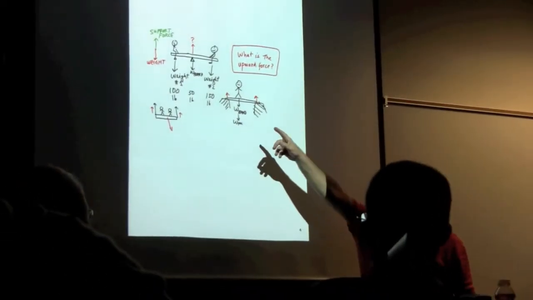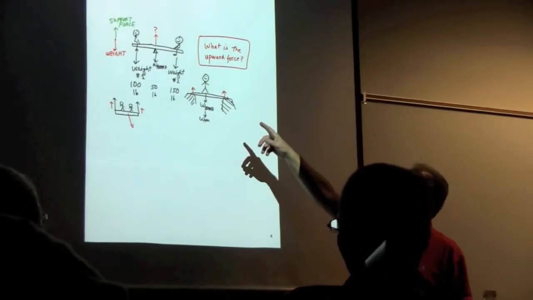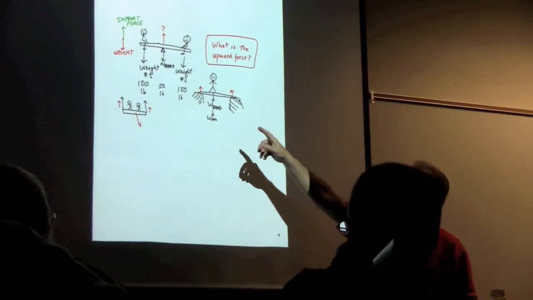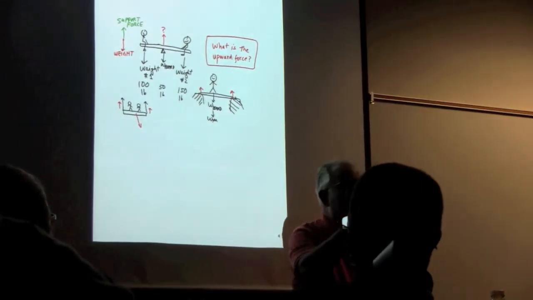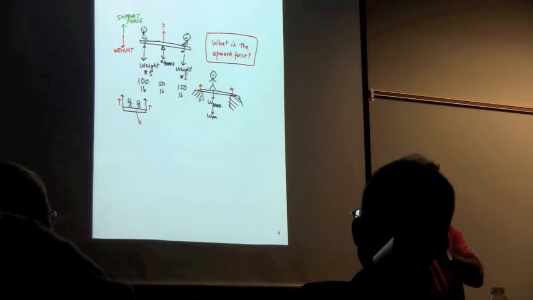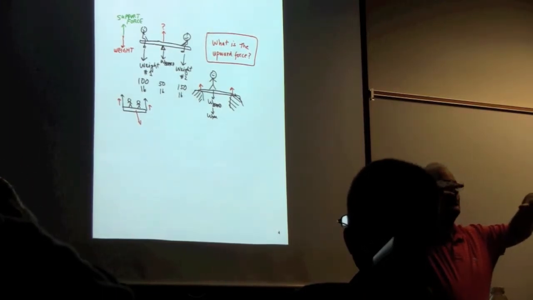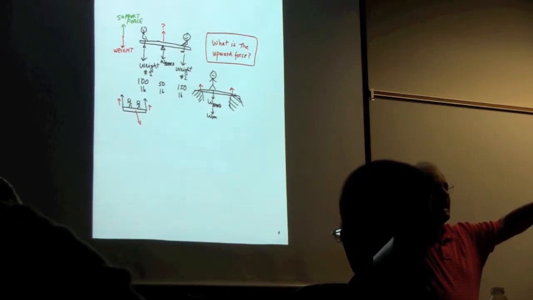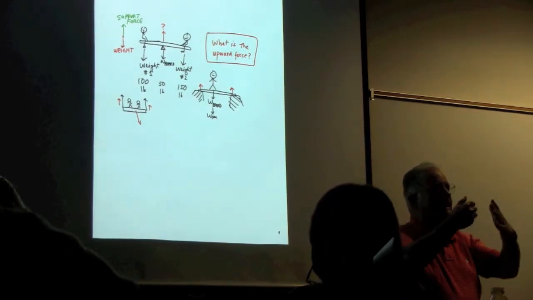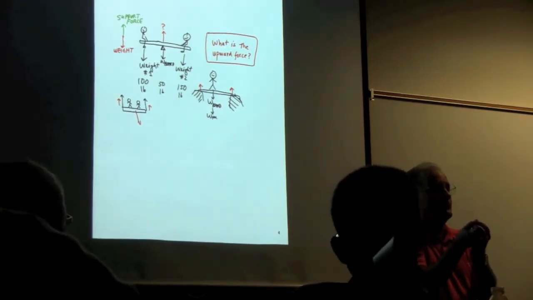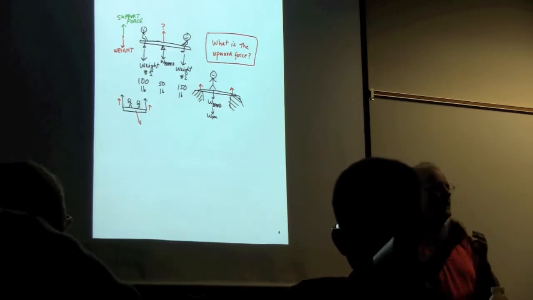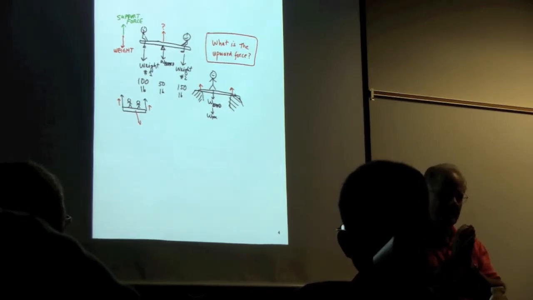So if the board's not going to break and these people aren't going to come crashing to the ground, that means that at that one point, you have to be able to support all that weight in the up direction. Just because the people and the board are spread out, it doesn't matter. If the only connection to where there's an upward force is in the middle, that's got to support everything. Okay, does that make sense?